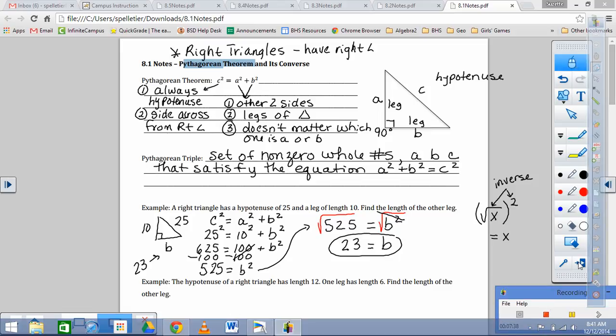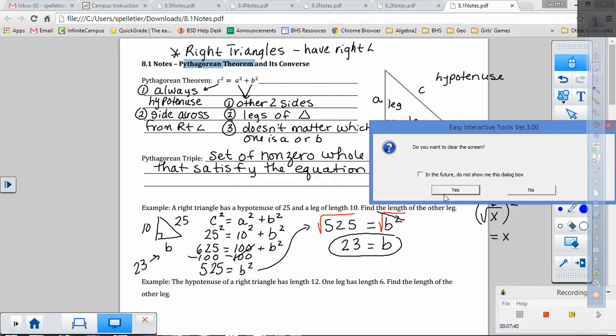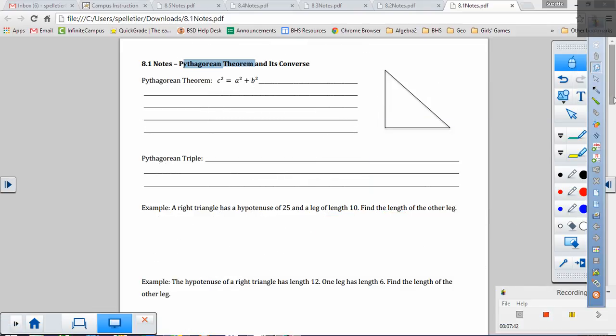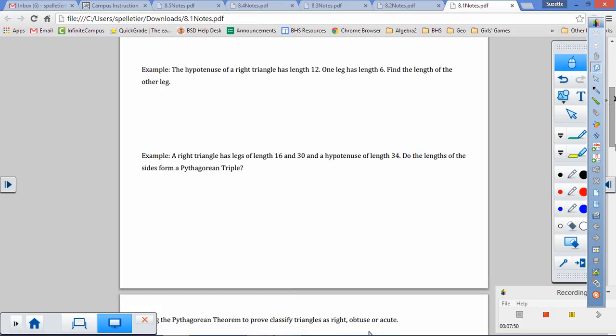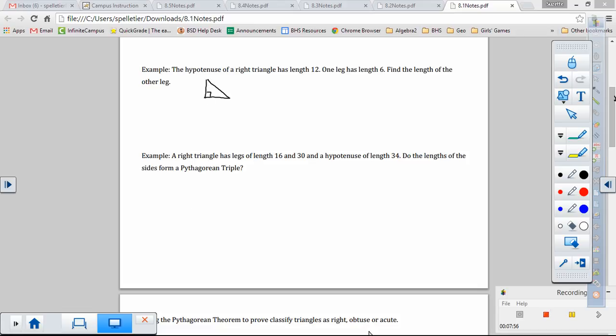Okay, so let's scroll the page up, clear this out. We're going to scroll the page up and see if we can work on another problem. So another example says the hypotenuse of a right triangle, so again, I'm just going to slap a little example right triangle in here, has a length of 12. One leg is 6. Find the length of the other leg.